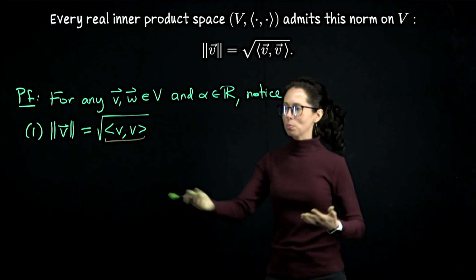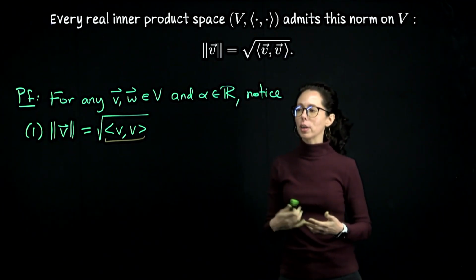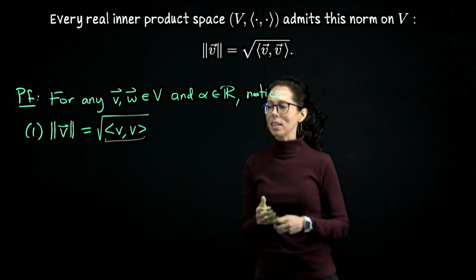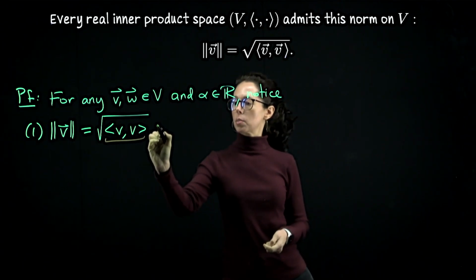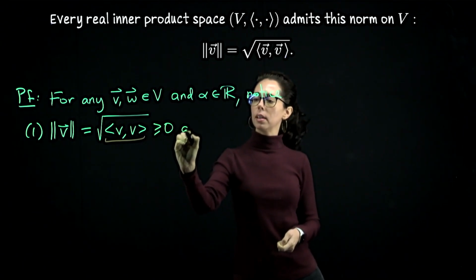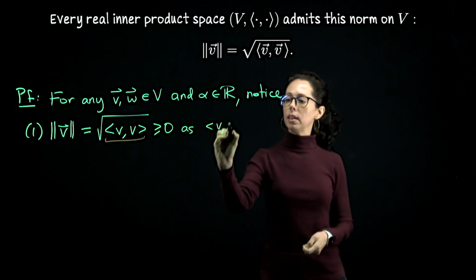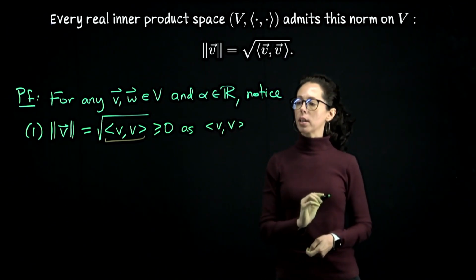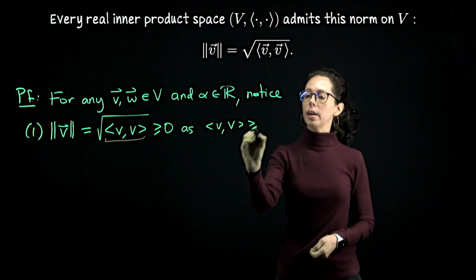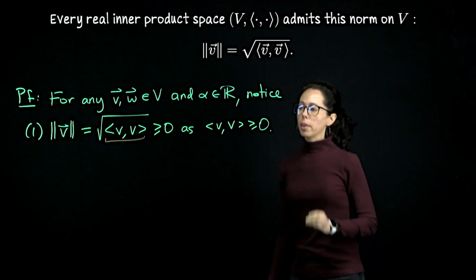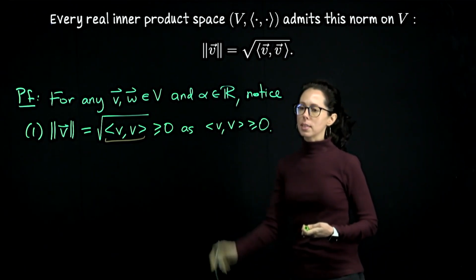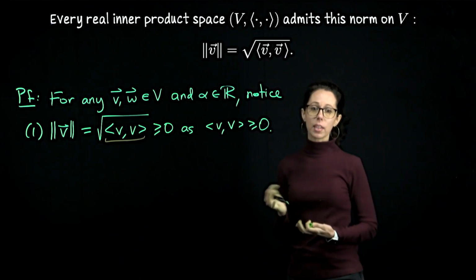That's real, so the square root of anything that is greater than or equal to 0. The question is, is it real or not? In this case, yes, we know it is. So let me just finish this by saying the inner product of V with itself is greater than or equal to 0. So this property of the norm is inherited from the positivity of the inner product.